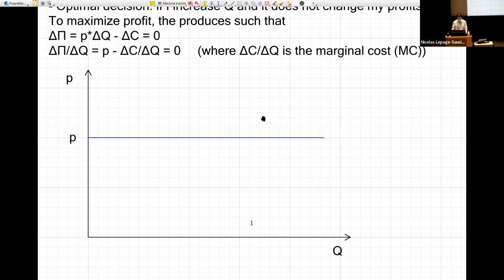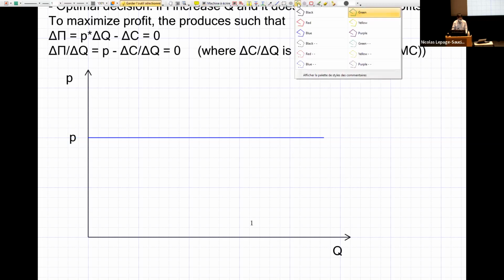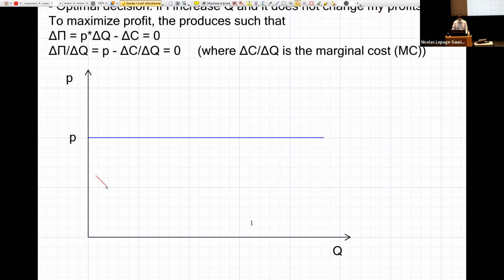But now this is what it is. And then let us draw our cost curves. So let's have a marginal cost curve in red. We can draw it like this, for instance.